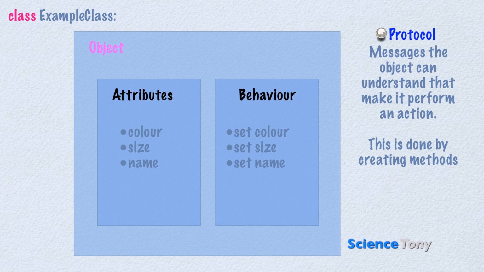To summarize, we've created a class. A class is a blueprint for creating an object. You can create as many objects as you like, but each time you do, they have an initial state. Every object is its own instance of the class. We can communicate with each object by sending it messages. The messages that the object can understand are called the protocol.